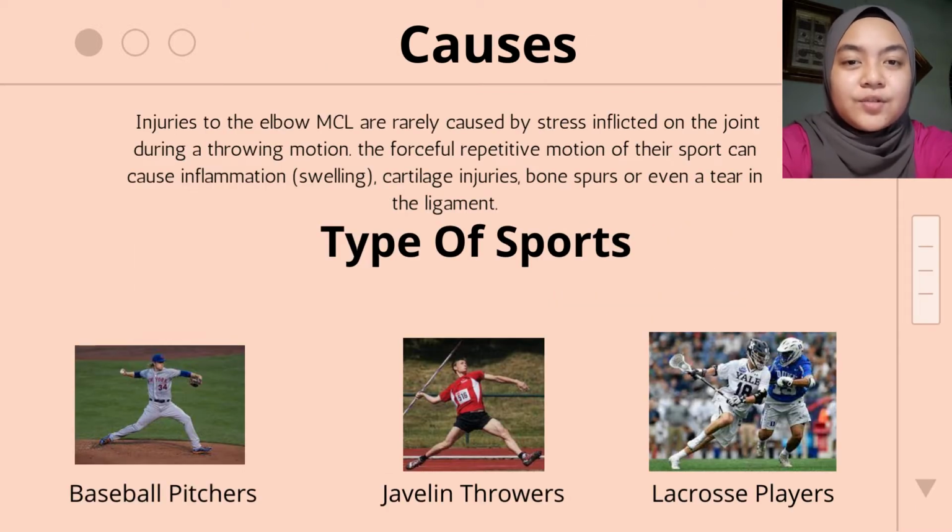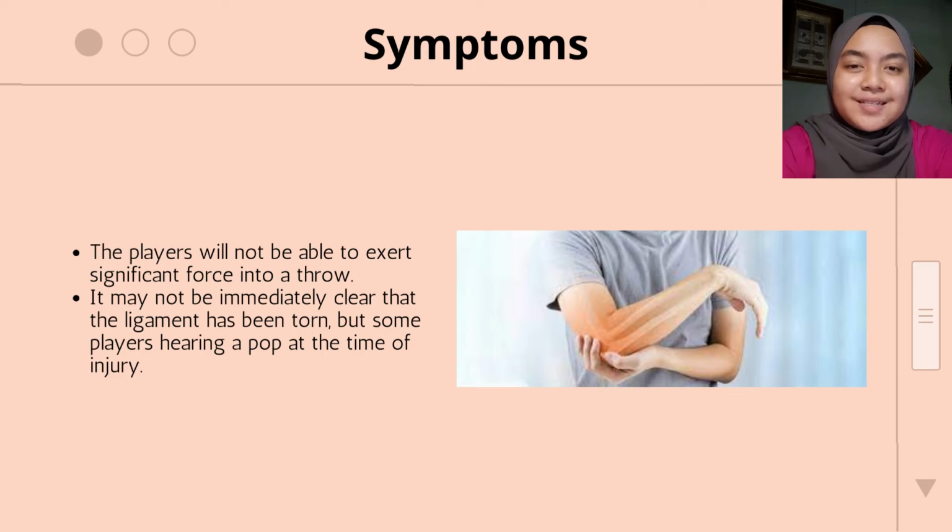In most people, injuries to the elbow MCL are rarely caused by stress inflicted on the joint during a throwing motion. But for athletes such as baseball pitchers, javelin throwers or lacrosse players, the forceful repetitive motion of their sport can cause inflammation or swelling, cartilage injuries, bone spurs, or even a tear in the ligament. The symptom is that players will not be able to exert significant force into a throw. In some cases, it may not be immediately clear that the ligament has been torn, but some people can hear a pop at the time of injury.